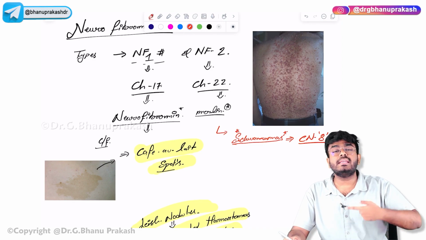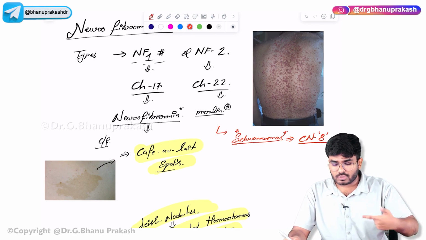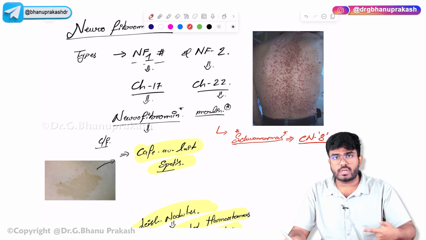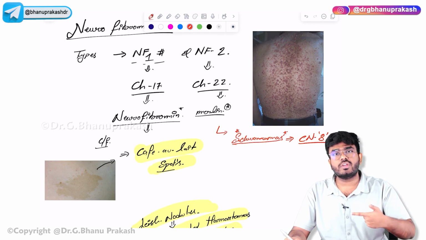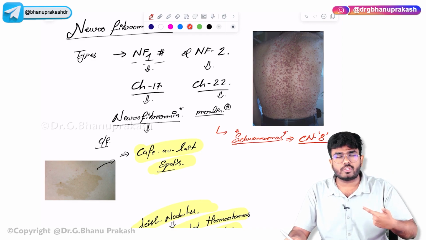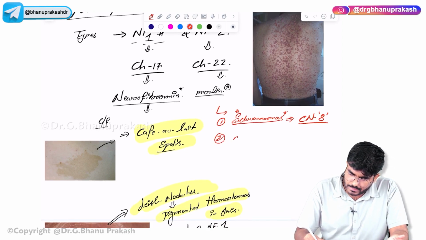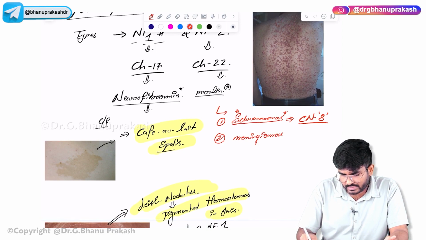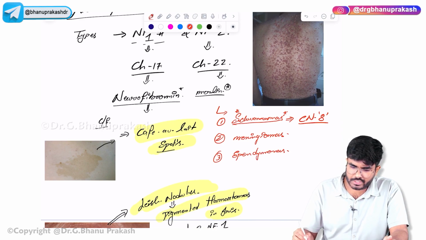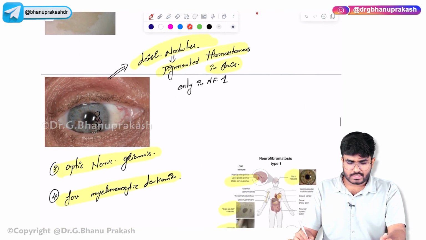Schwann cells are the myelinating cells in the peripheral nervous system. So, whoever has neurofibromatosis type 2 is going to manifest schwannomas. The 8th cranial nerve, the vestibulocochlear nerve, is going to be affected. Next, these patients are going to have meningiomas as well as ependymomas.